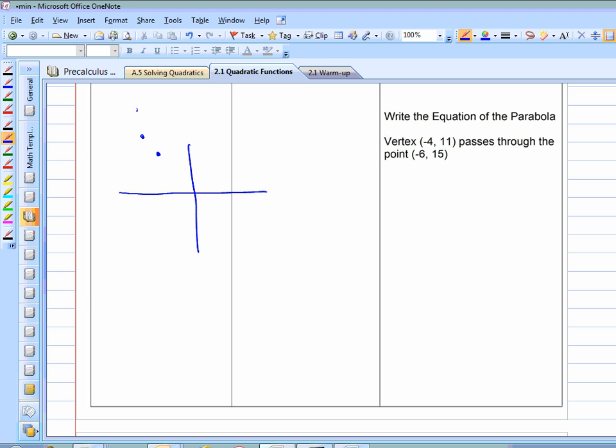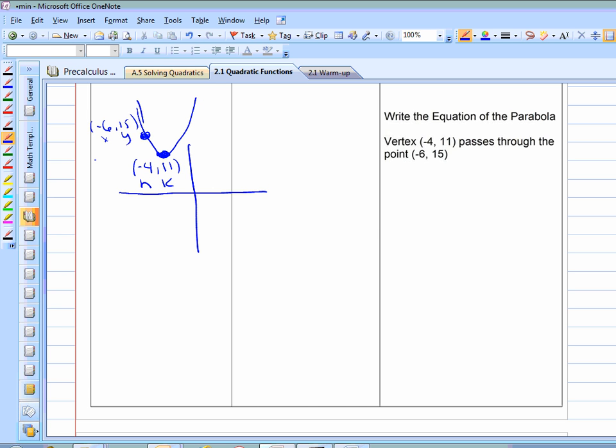Negative 6, 15. So my graph obviously looks more like this. And there's my vertex point. So my vertex is at negative 4, 11. Remember, our vertex is our h and our k. And we have a point here at negative 6, 15, which is an x and a y.